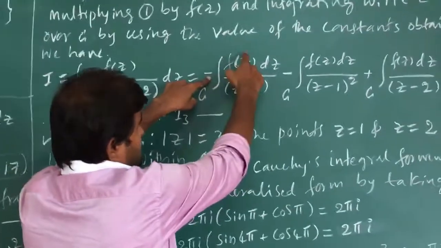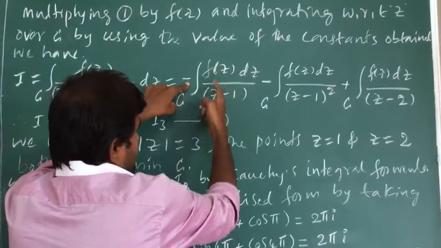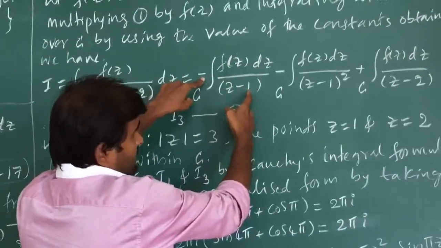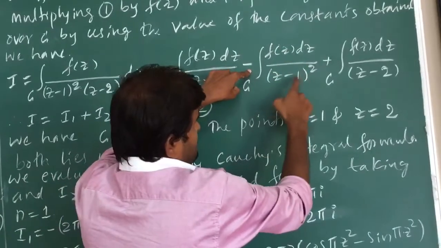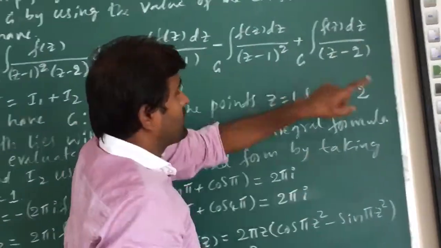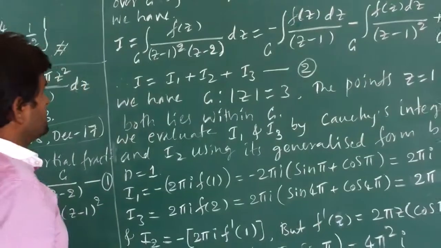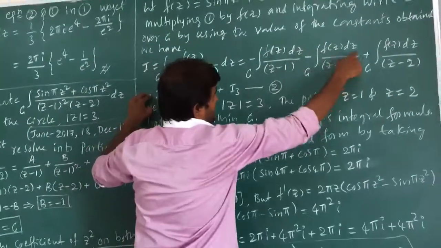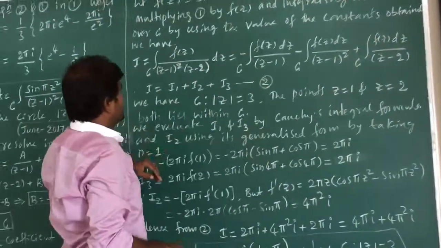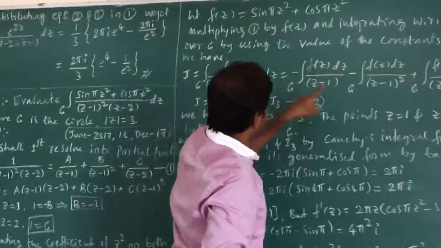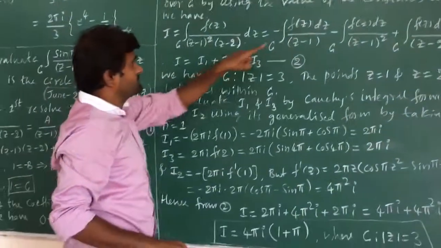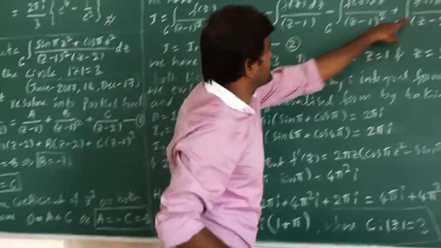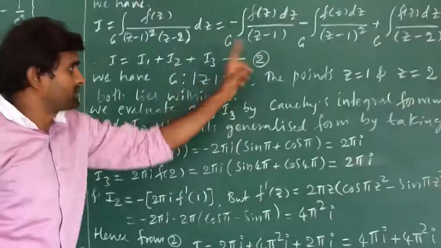minus 1 by f of z by z minus 1, into f of z by z minus 1, then f of z divided by z minus 2 whole square, then f of z divided by z minus 2, with respect to dz. This is I1, I2, then I3. I1 is minus of this, I2 is minus of this, and I3 is plus of this. I am calling this equation number 2.